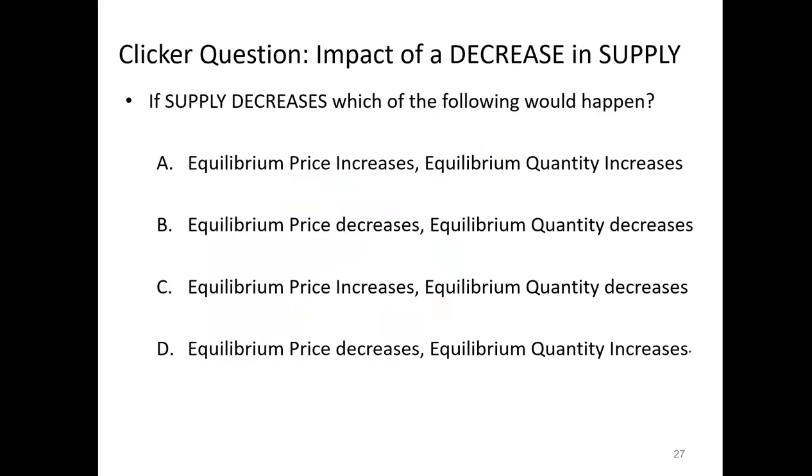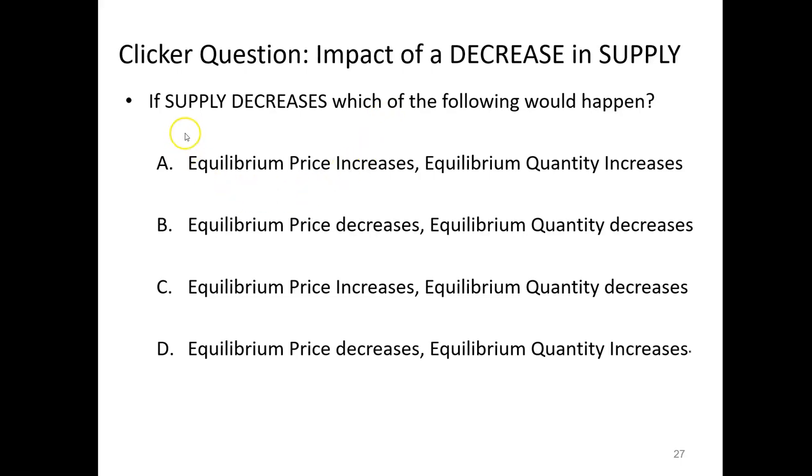Now, looking at supply. Let's assume for a moment supply decreases. So, for example, it gets more expensive to produce products because labor wages go up. So companies have to spend more. So at any given selling price, the profit incentive is decreased because it costs more to produce the product. So which of these would result from a decrease in supply?